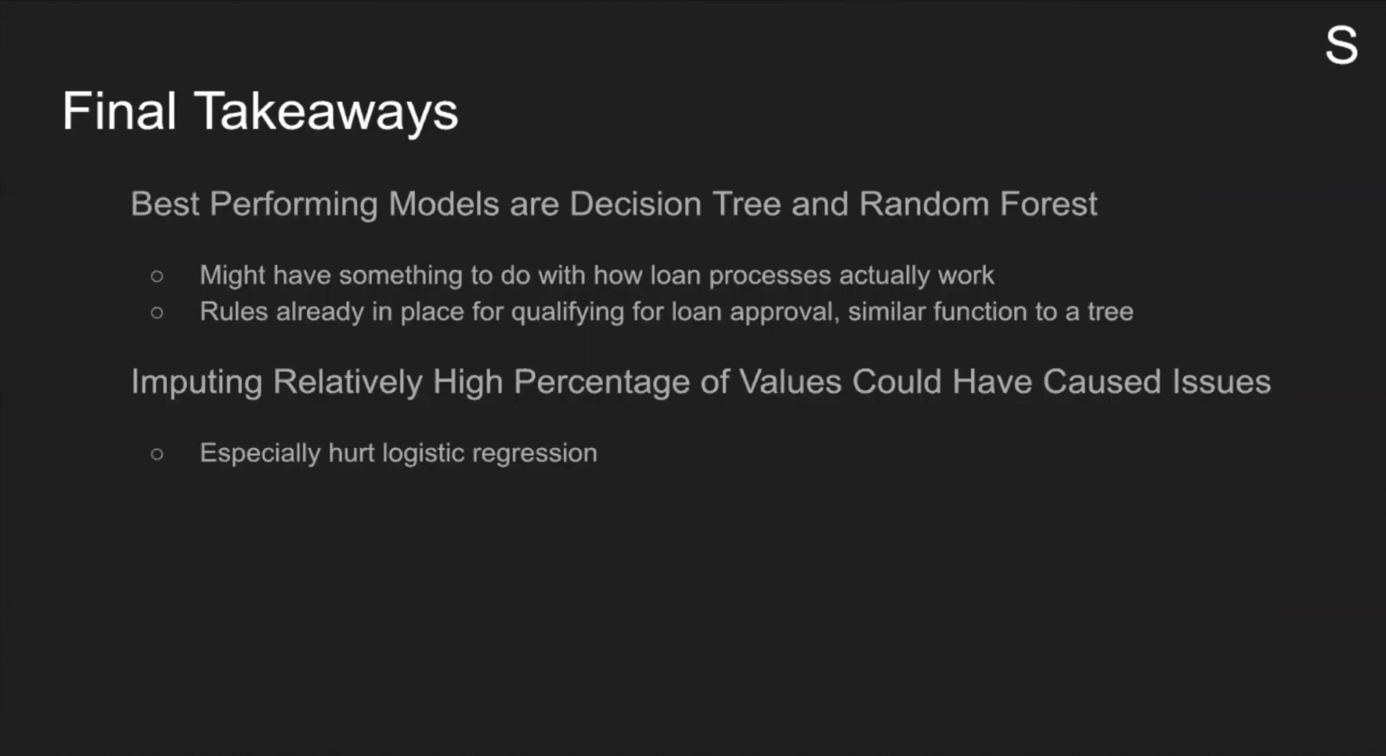Some final takeaways for our project: the best performing models that we encountered were decision trees and random forests. Again, we think this might have to do with how loan processing actually works in real life, and the whole idea of having rules and guidelines in place for approval may be reflected here. We also think that logistic regression may have been impeded a little bit by the imputing process, but we are happy with the performance of decision trees and random forests, and we think that those should be explored a little more in depth when it comes to further research in this field.